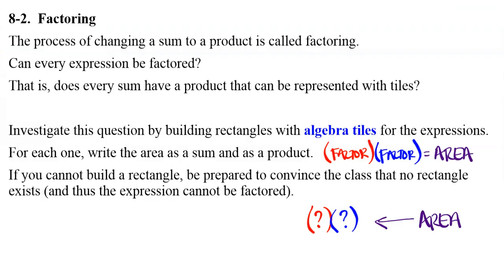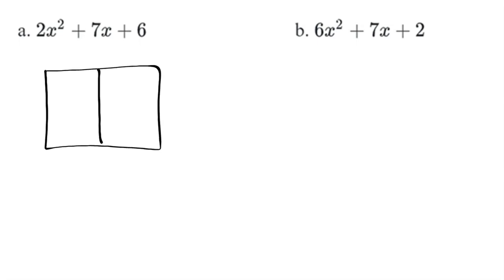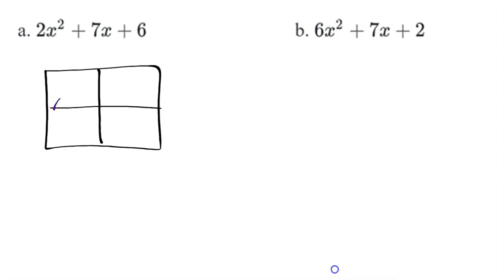So the first expression that we have is 2x squared plus 7x plus 6. And we're going to take that apart and make a rectangle with it and see what tiles we can use to make this. And so we're going to try to make it into something that resembles the area model so that what's inside is going to be 2x squared plus 7x plus 6. And we're going to take that and make our factors out of it.